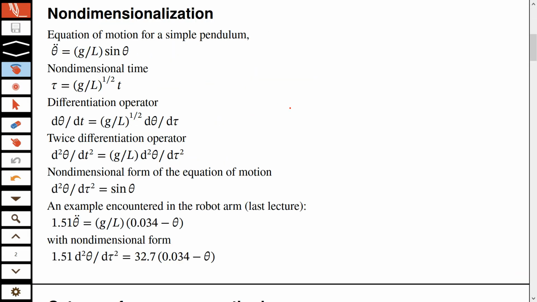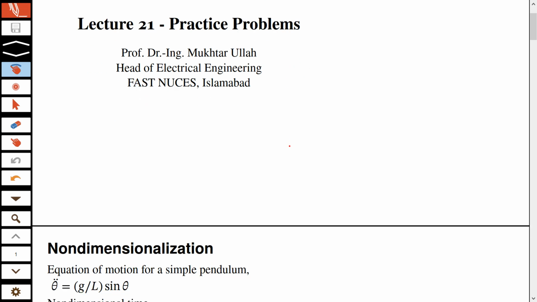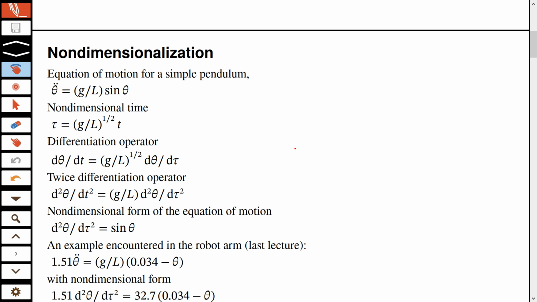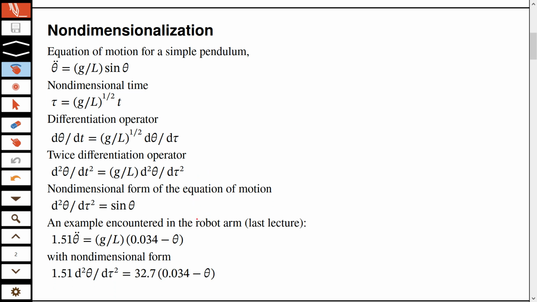So it's a continuation of our practice problems. If you remember, last time we had one example, the robot arm, which was this pendulum-like thing, and at the end we arrived at an equation of this form. Although we tried to get rid of units, there was still one thing which required us to write the units, and that was this G over L. Theta was dimensionless, this 0.034 is dimensionless, but you still had this G over L.